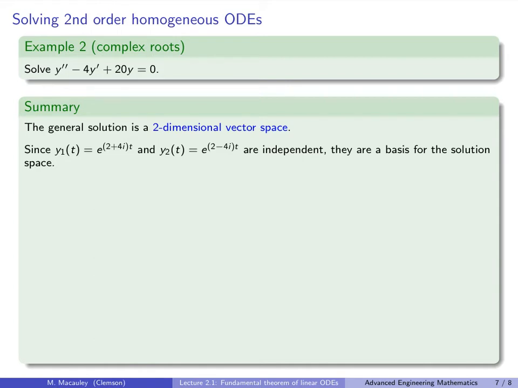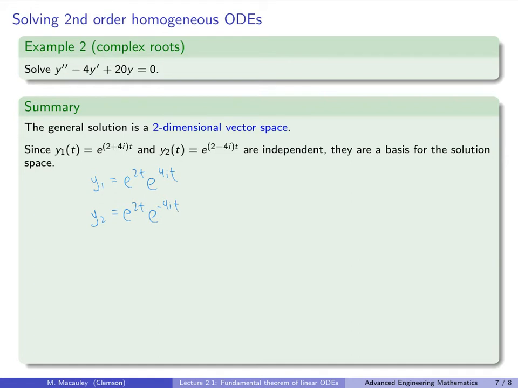However, we can find a better basis because we don't really like working with complex exponentials. It's hard to graph these, it's hard to visualize them. So we'd rather use real-valued functions. So here's a cute little trick. I'm going to use the laws of exponents to write y1 as e to the 2t times e to the 4it, and y2 is e to the 2t e to the negative 4it.